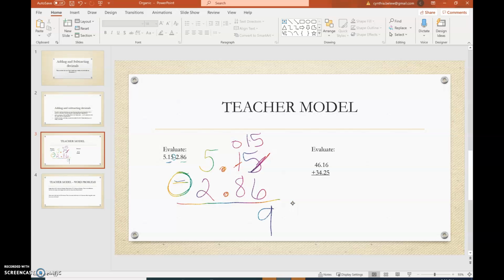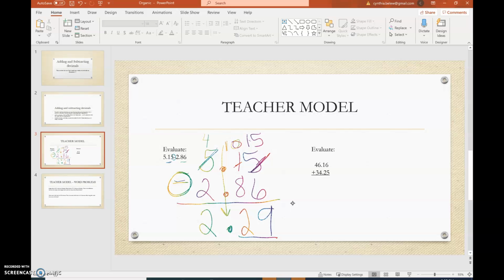0 take away 8. Nope. You cannot do that. If you have 0, you can't take 8 away. So I have to come to the 5 and take 1 away. So now that's 4. And instead of having 0 here, I have 10. 10 take away 8 is 2. My decimal just slides down. 4 take away 2 is 2. 2 29/100. Remember, tenths, hundredths. Now I'm going to solve this one, and this one's already lined up for you.